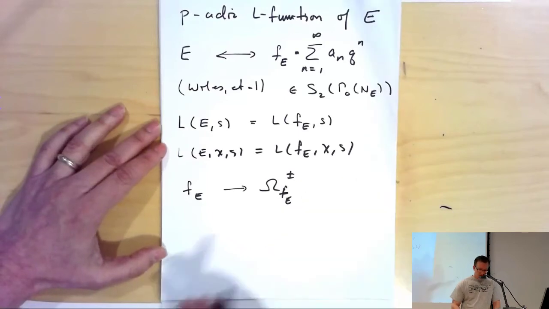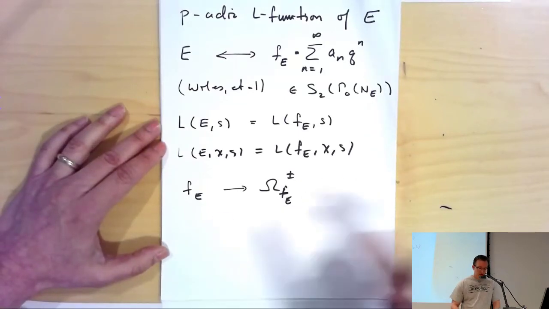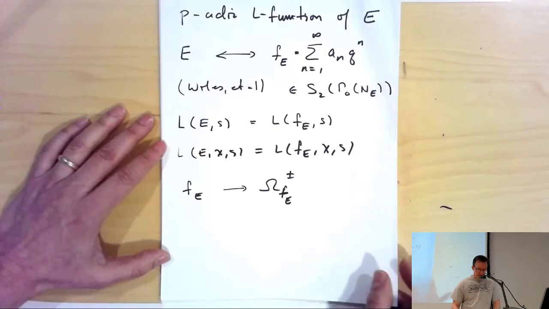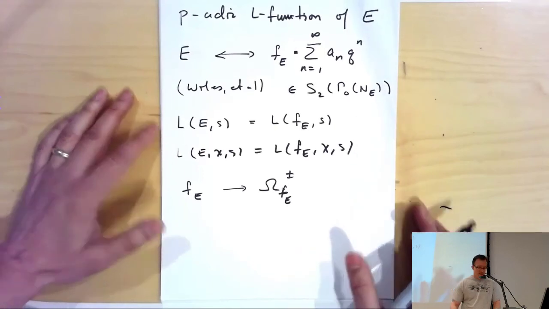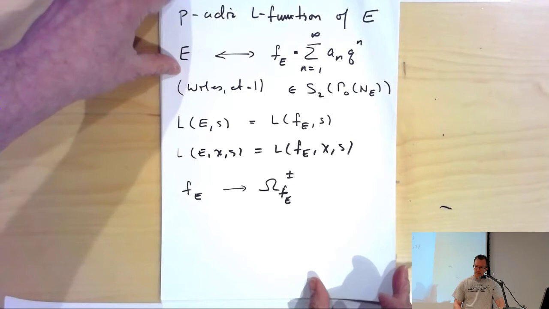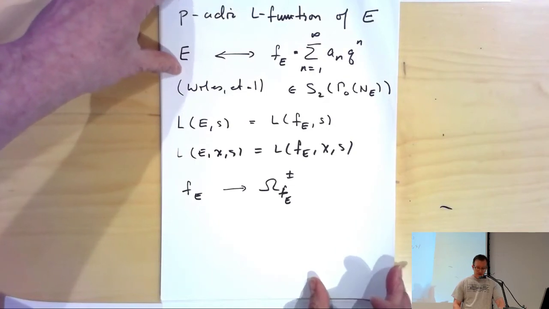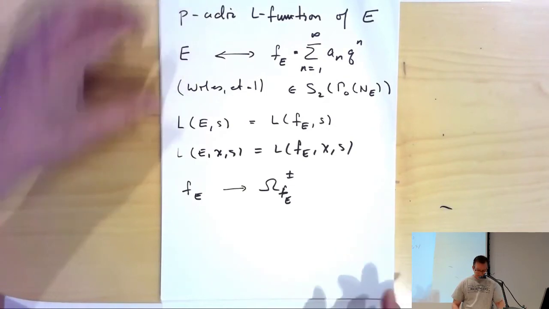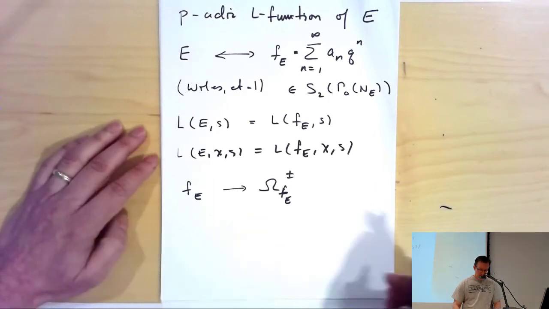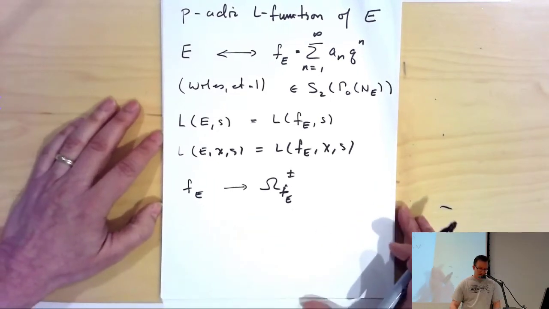Okay, so then constructions of Amice, Vélu, and Višik, and then later explained by Mazur, Tate, and Teitelbaum, produce for us, in fact, a p-adic L function. What's the p-adic L function interpolating?